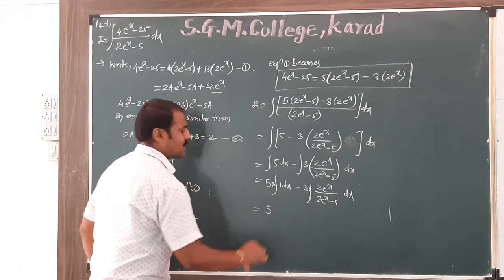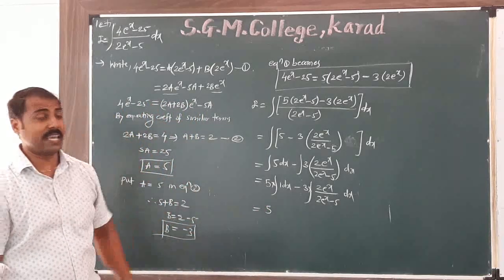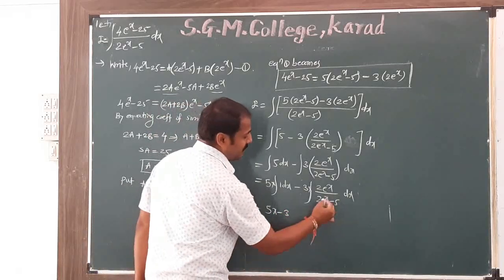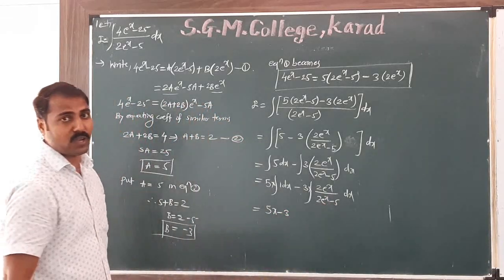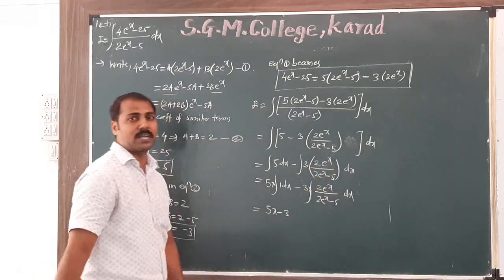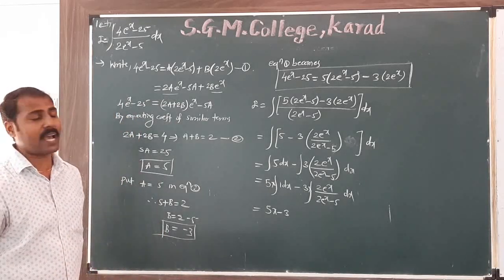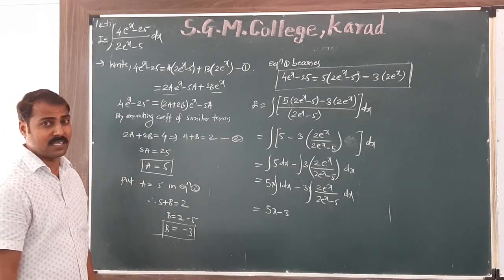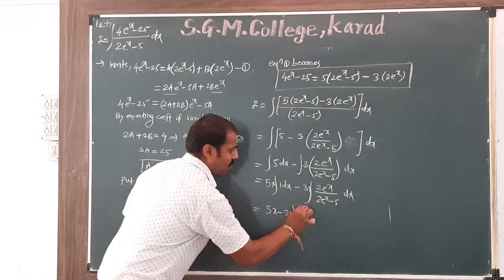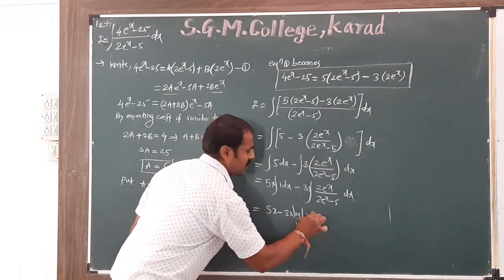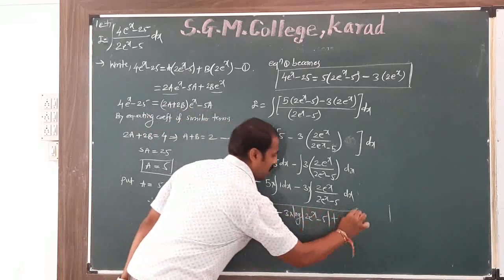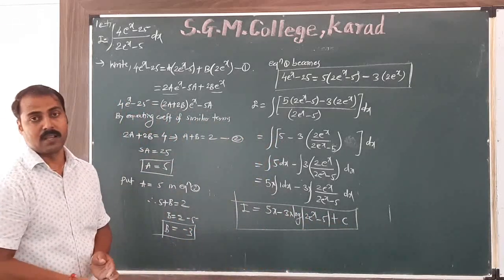5 constant as it is, integration of 1 is x. Minus 3 is constant and here look at the denominator, it's 2 e raised to x minus 5 and derivative of denominator is 2 e raised to x which is in numerator. So integration of f dash of x divided by f of x dx is log of mod of f of x. So 3 into log of mod of 2 e raised to x minus 5 plus constant of integration c. Here is the answer of the third example.